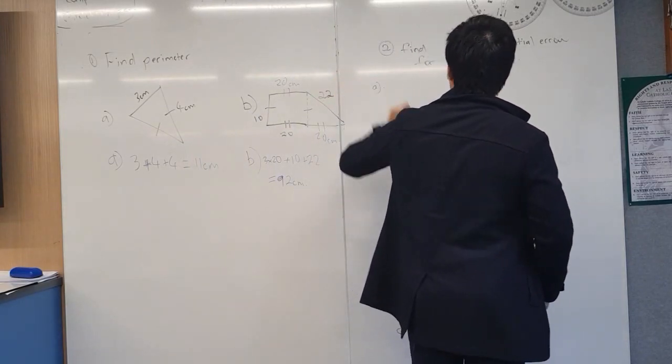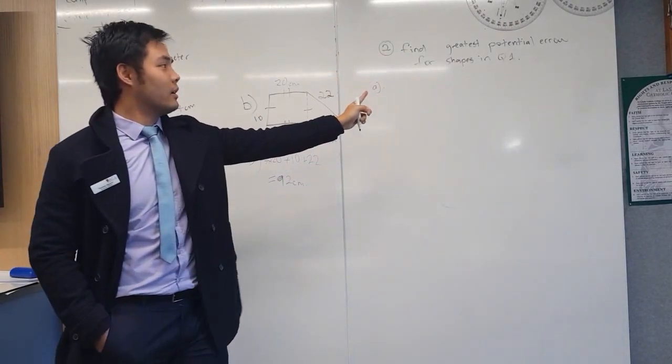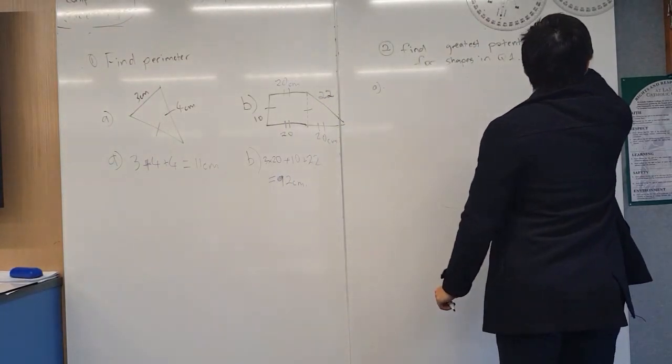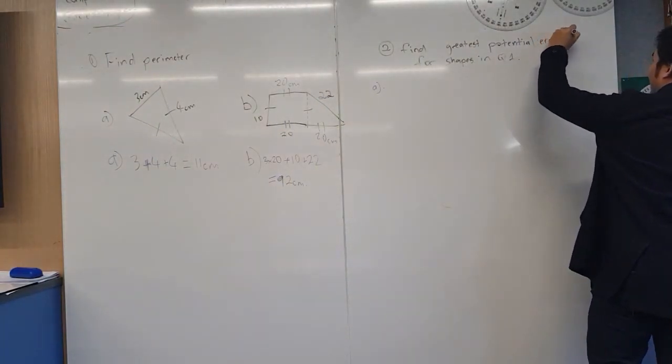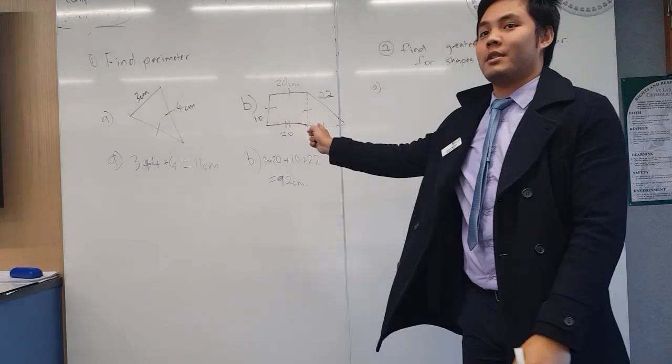So part A is finding the greatest potential error of these two perimeters. Okay.